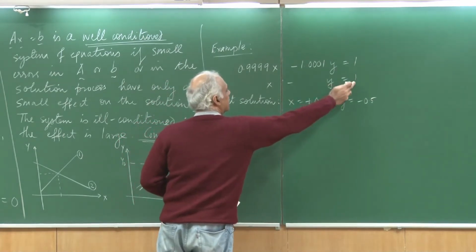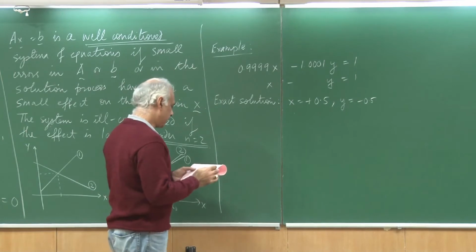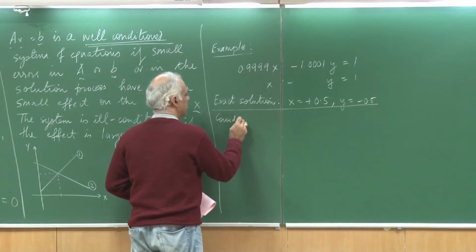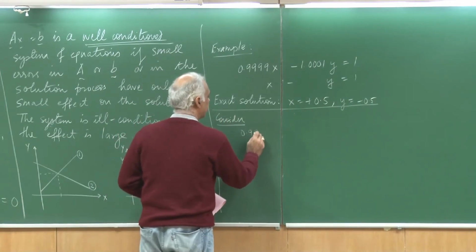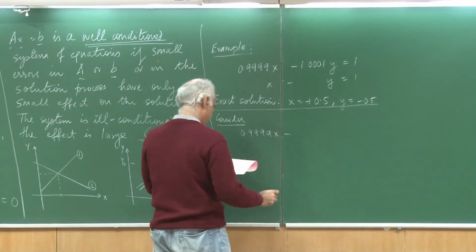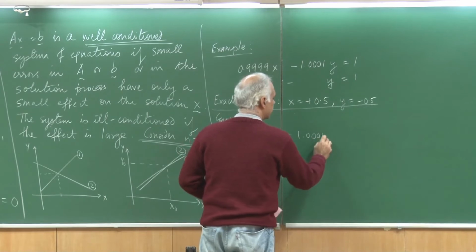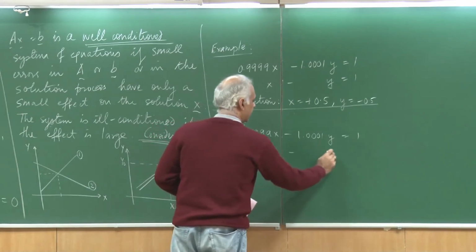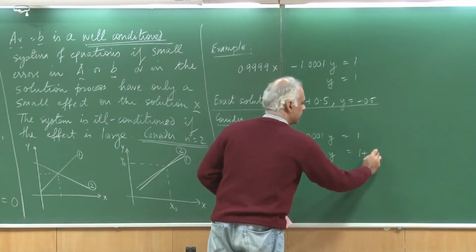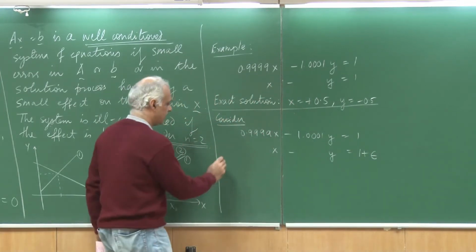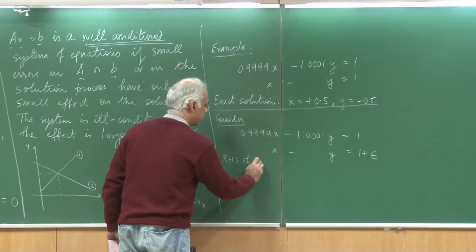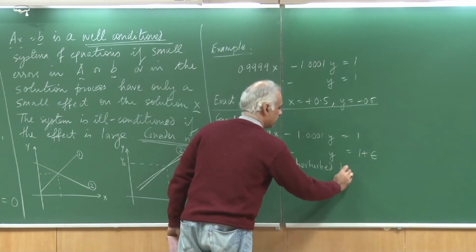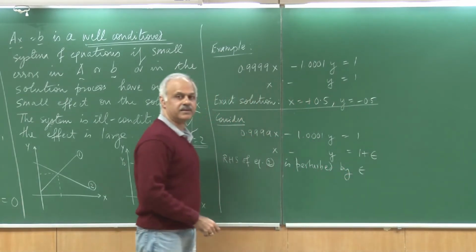So let me perturb this quantity, the right hand side, by epsilon. Okay. So consider 0.9999x minus 1.0001y equal to 1. So first equation remains the same. The second one remains the same, but I perturb the right hand side by epsilon. So here RHS of equation 2 is perturbed by epsilon, a small number.